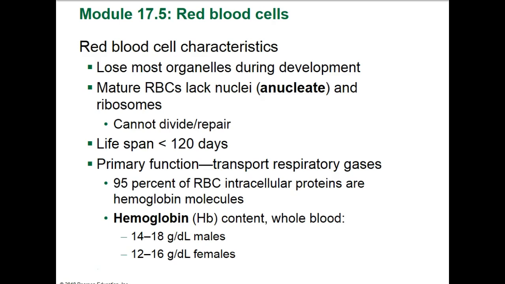They lose most of their organelles during development. Again, the mature red blood cells do not have nuclei, and we call them anucleate. They also lack ribosomes, so they cannot divide or repair themselves. But what's the importance of ribosomes in a normal cell? What do you recall?